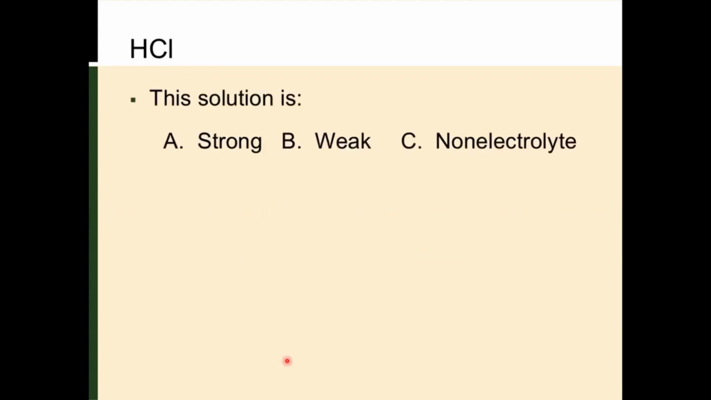HCl, so hydrogen chloride, this is like a precursor to hydrochloric acid. Is this solution going to be strong, weak, or non-electrolyte? You could have a go at this. Let's see, you might know, you might not. So far, so good. Okay, this one's a little bit trickier.